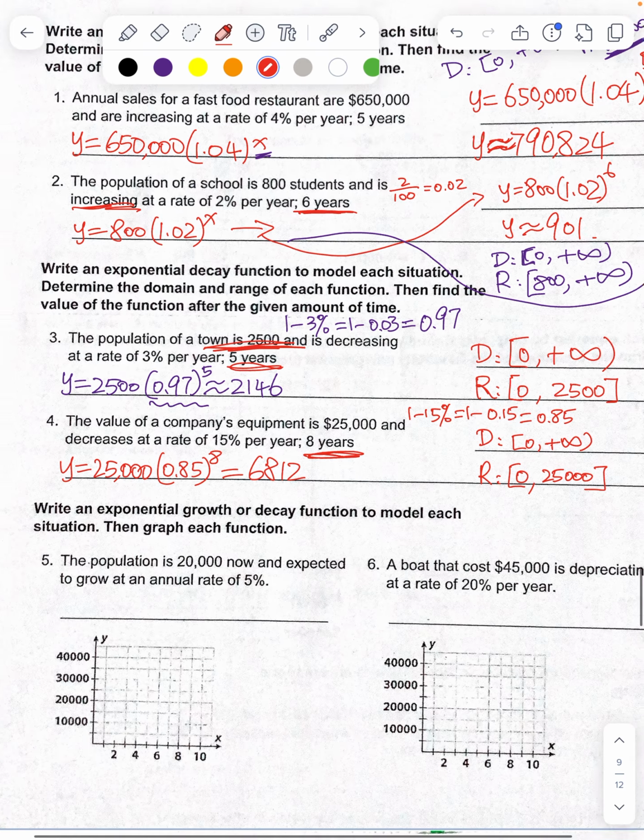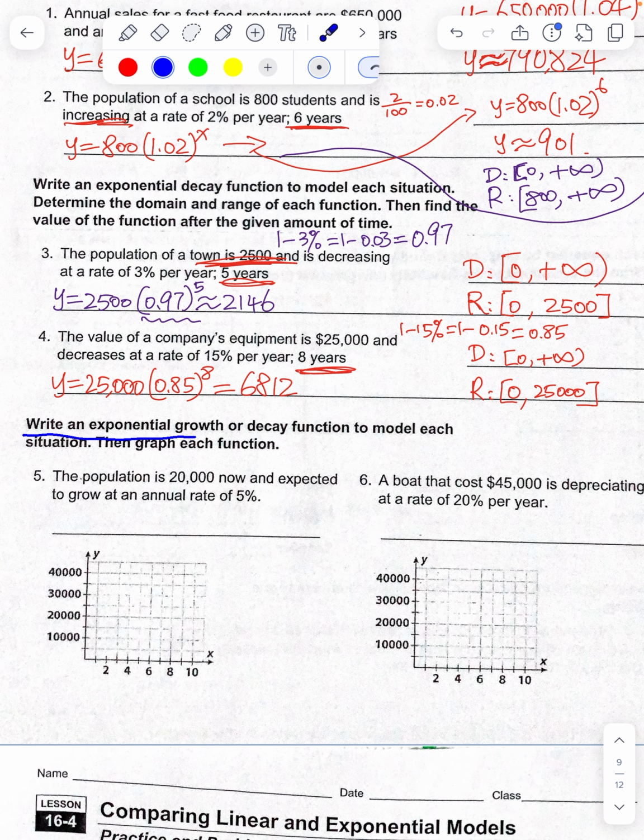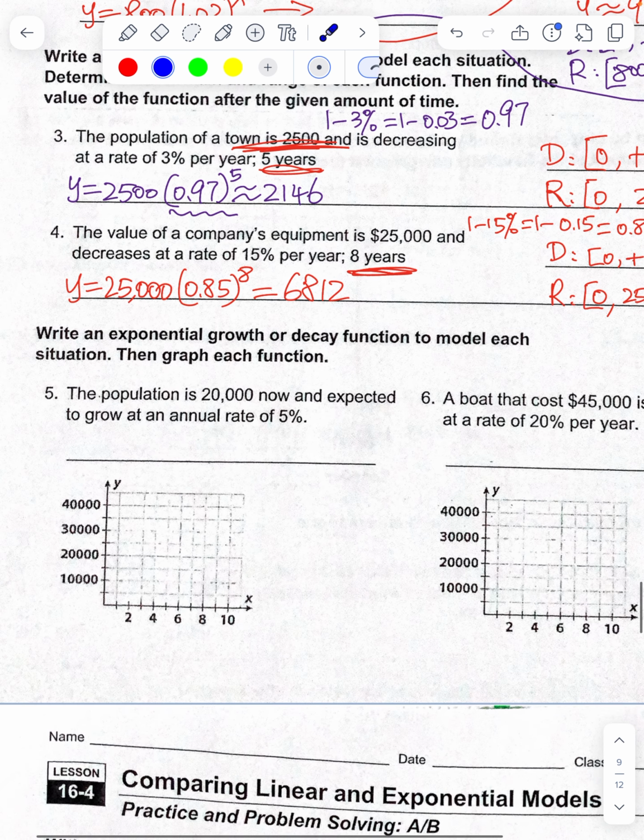Okay, number 5, write exponential growth or decay function to model each situation, then graph the function. Number 5, population is this. Now, initial value is this. So this is A, yeah, initial value. Expected to grow at an annual, grow, okay, grow, I'm going to use 1 plus this. So 1 plus 5%, that's 0.05, yeah? So this is 1.05 raised to the power of x.